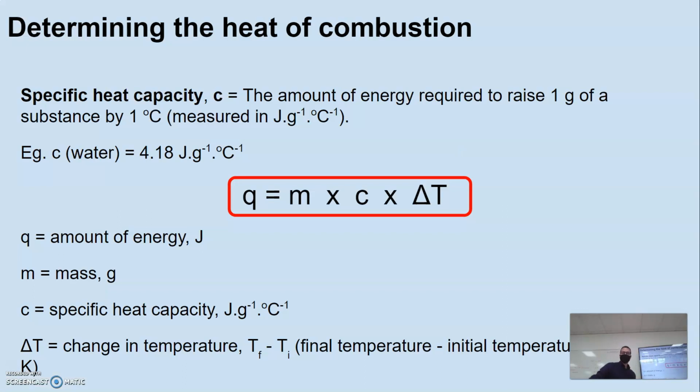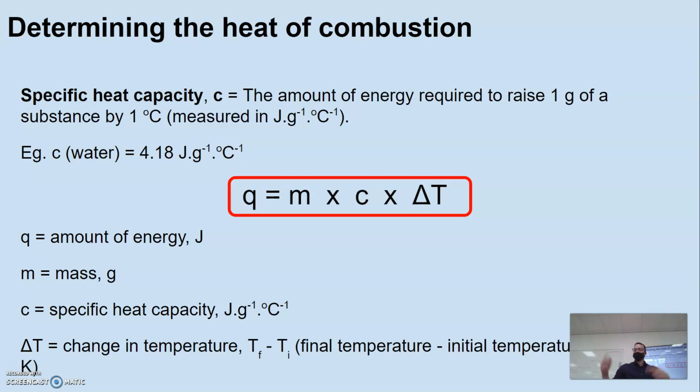Q equals mc delta T. This links in with practical 3.1.2. Q is the amount of energy. m is the mass of water. That's predominantly what we're going to look at. c is the specific heat capacity of water. And delta T is the change in temperature, final minus initial.